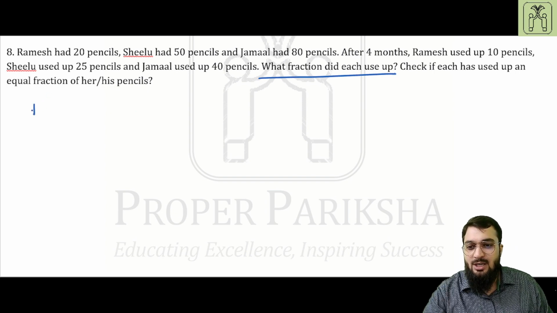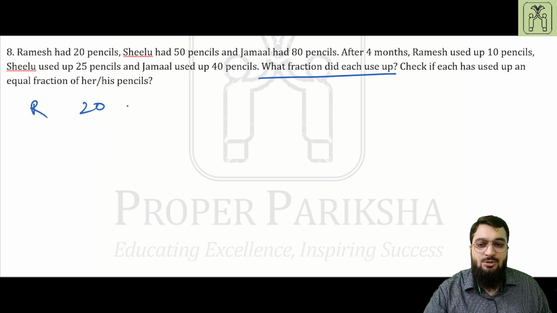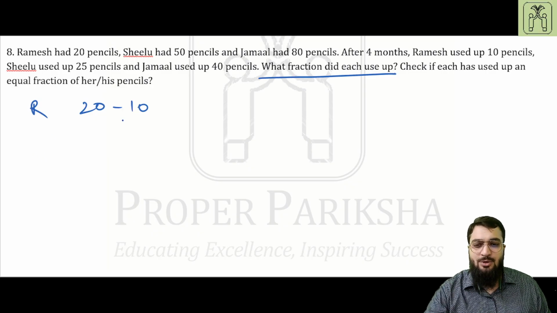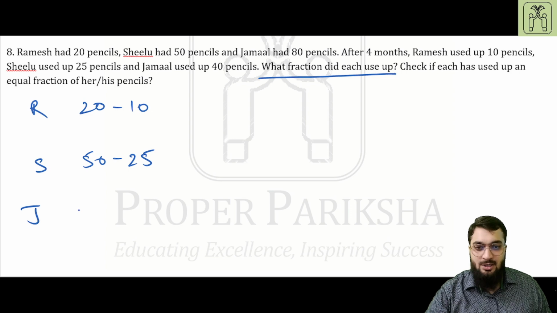So if we take Ramesh, he had 20, and Ramesh used 10. So it will be 20 minus 10. I'm not writing the final answer as of now, I'm just letting you understand how to approach this question. So Ramesh, 20 minus 10. Just write it down. Shilu, this will be 50 originally, and used 25. So 50 minus 25. Coming to Jamal, it will be 80 initially, and 40 will be used. So write 80 minus 40.